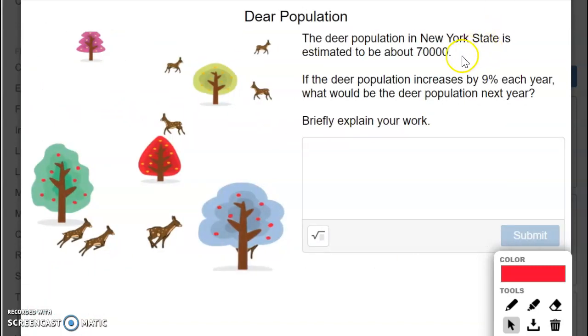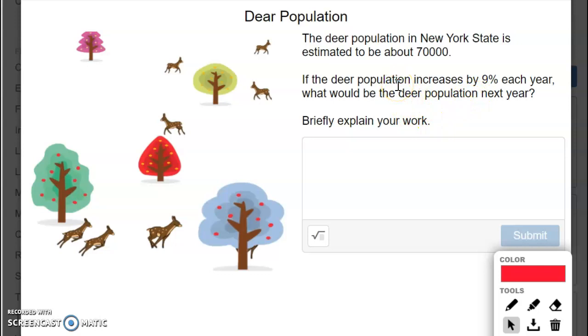The deer population in New York State is estimated to be 70,000. If the deer population increases by 9% each year, what will be the deer population next year? Briefly explain your work. Okay, so how would we calculate that?